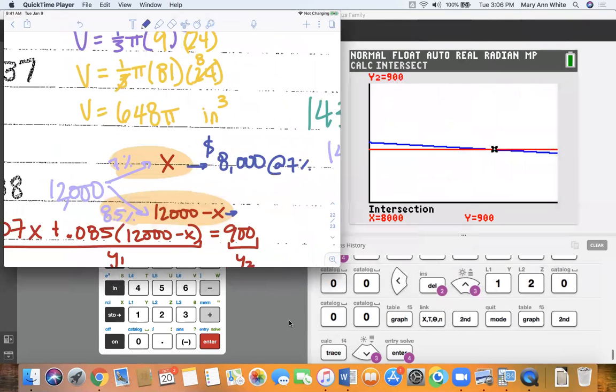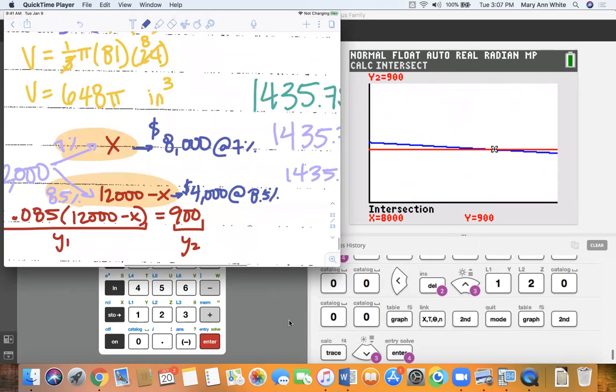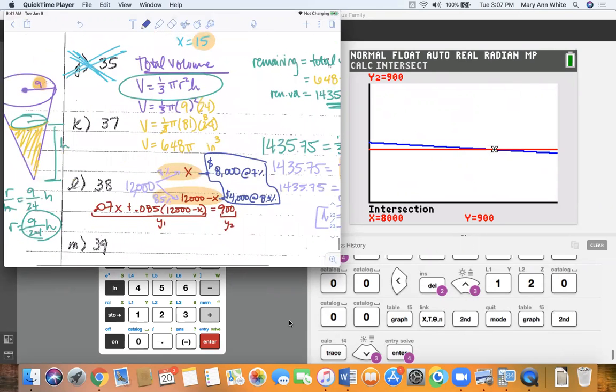And then we'll say he invested the rest. So 12,000 minus 8,000 is 4,000. He invested that at his 8.5%. And that's my answer. Any questions?